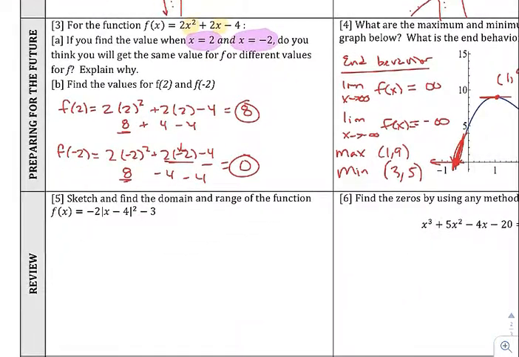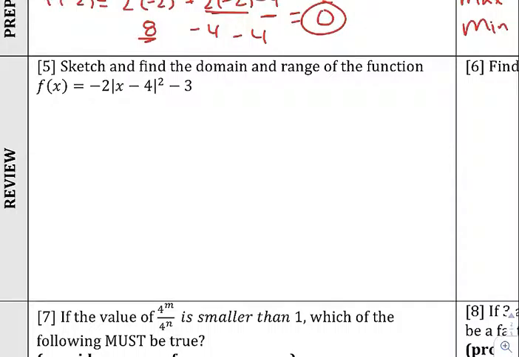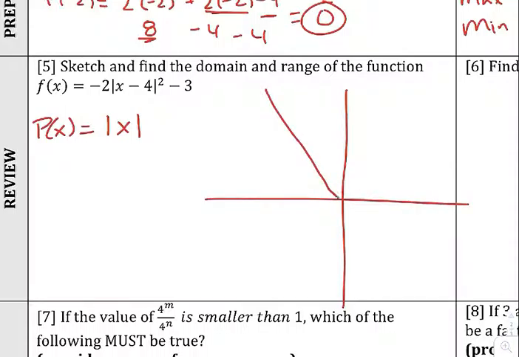All right. Sketch and find the domain and range of the function. Again, the first thing you should probably do is check out the parent function p of x, which is going to be the absolute value of x. The graph of the absolute value of x looks roughly like this, with an important point here at 0, 0.